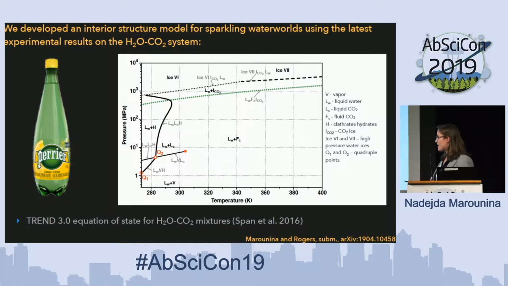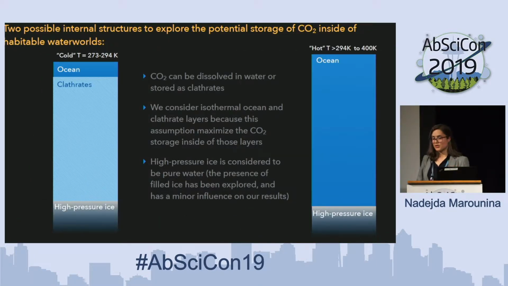I just say that to account for all of the phases that could be present here, we use a Trend 3.0 equation of state, which is a state-of-the-art industrial equation of state for water plus CO2 mixtures. And one of the first applications of our model is to estimate how much CO2 can be stored inside of the water-rich layers of those water worlds.